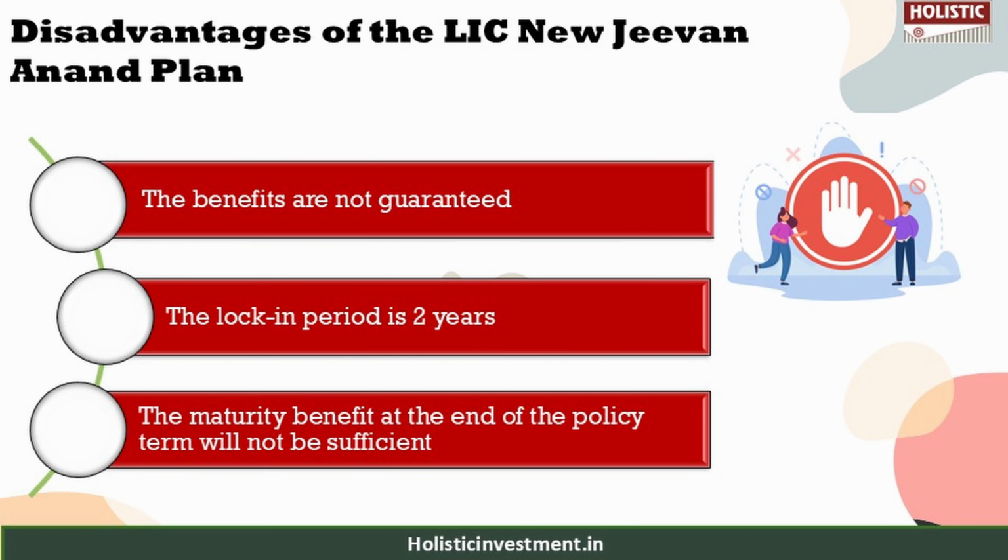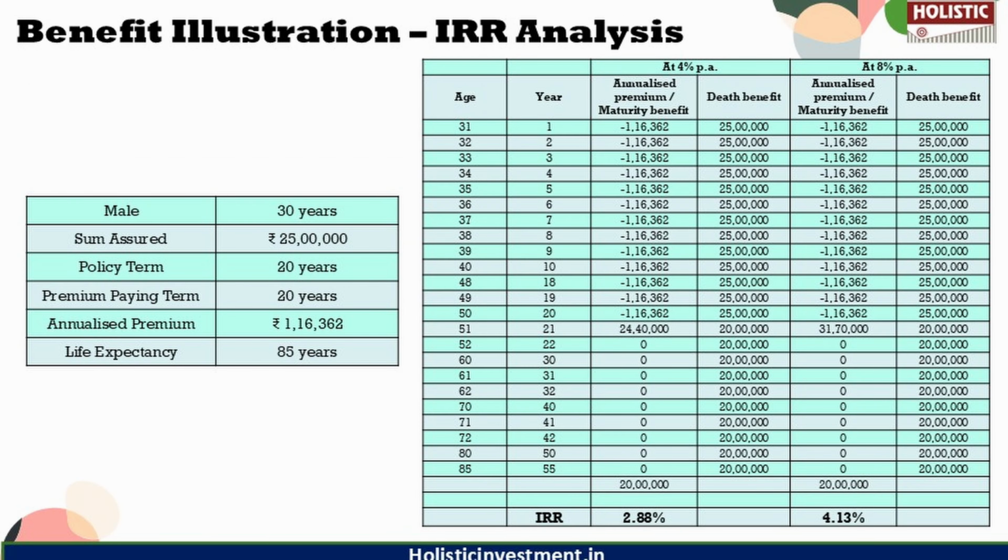The disadvantages, however, are: the benefits are not guaranteed, the bonus declaration varies for each year, the lock-in period is 2 years for the loan and for surrendering the policy, and the maturity benefit at the end of the policy term will not be sufficient to meet your life goals. So these are some of the drawbacks that you need to keep in mind before deciding to invest in this policy.